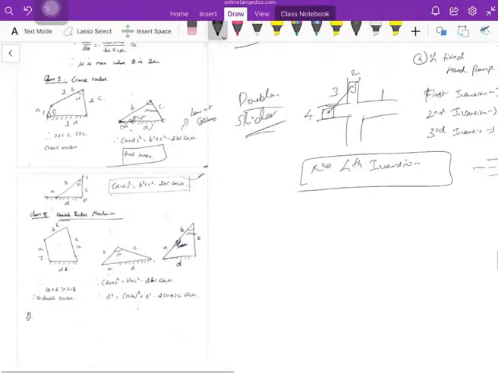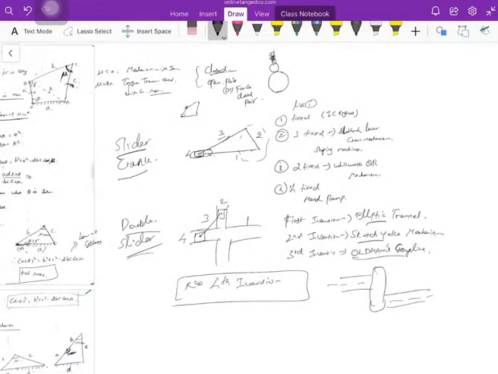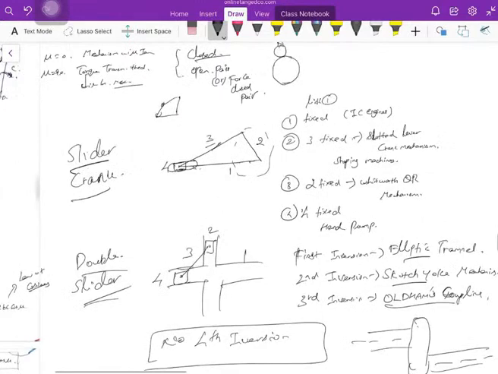Then yesterday I gave you some of the inversions of the slider crank and double slider. For a slider crank mechanism there are 4 inversions. If link 1 is fixed, this is nothing but the reciprocating engine, that is IC engines. If link 2 is fixed, I will get the Whitworth quick return motion mechanism. If link 3 is fixed, I will get the slotted lever crank mechanism, that is shaping machines. If link 4 is fixed, I will get a hand pump.